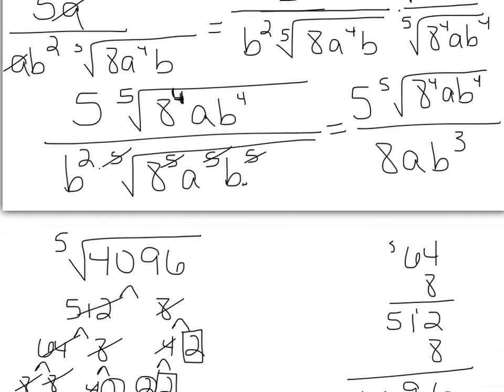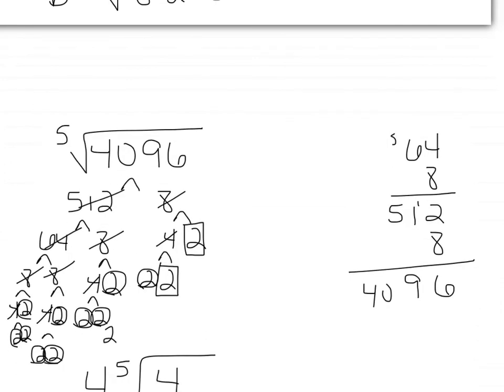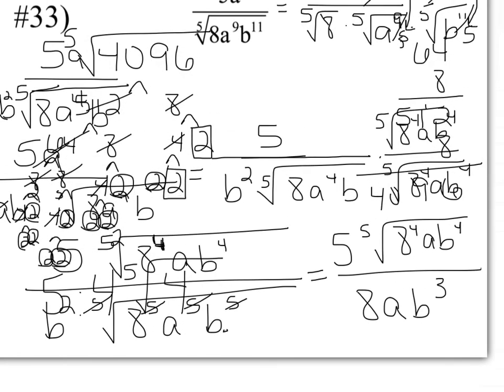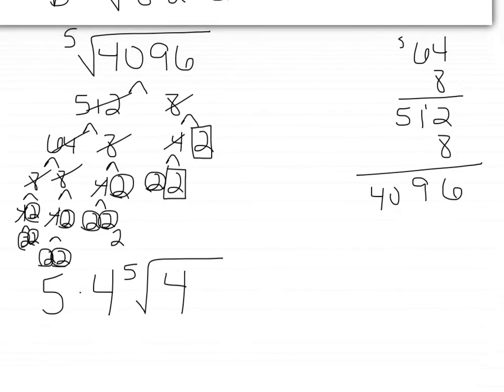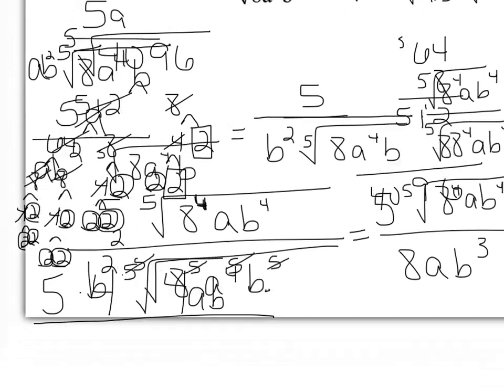And then going back up to our problem, here we have an a b to the fourth, and we have a 5 out front. So we've got a 5 out front, and then I said we had a, what was it? A b to the fourth. All over 8ab cubed.